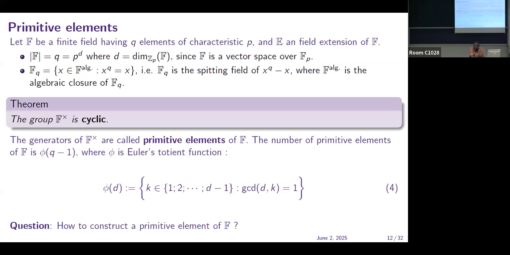Important result. The group of units of a finite field is cyclic. The generators of this unit group are called primitive elements.